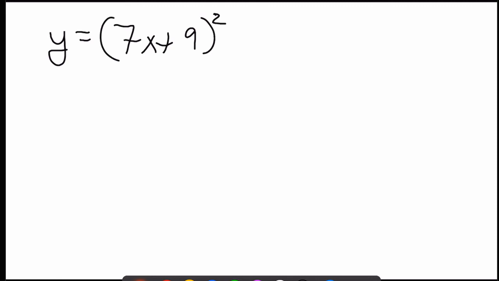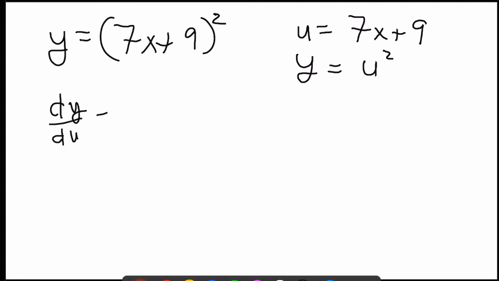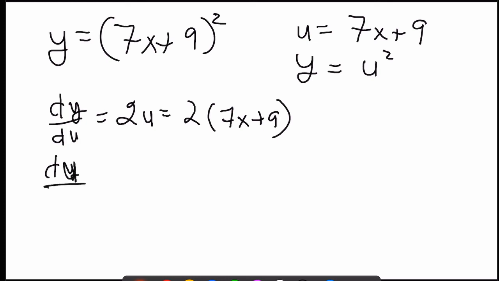Okay, and this one's not as complex. So we're going to set u equals 7x plus 9, right? And we're going to say y equals u squared. So dy/du equals 2u equals 2 times (7x plus 9). Okay. And du/dx equals 7. You with me?